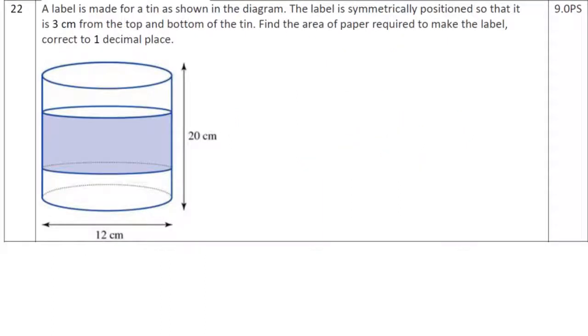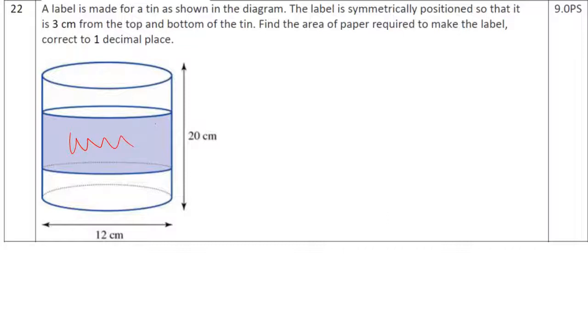22. Now again, we've got to think a little bit about what we're being asked here. So we've got a tin, so we've got a cylinder again. We've got a label on it, but we want to make the label. So we don't really care about the fact that it's a tin. It could be any round thing. But what we're trying to find here is the area of this label that is going around the tin.